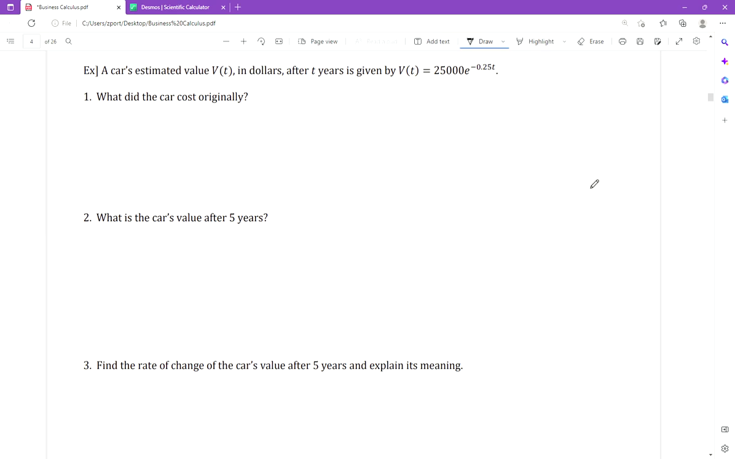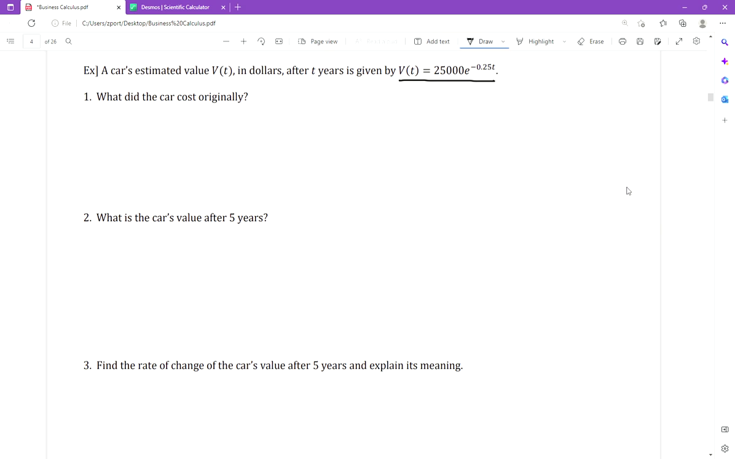Hi everyone, and welcome to our video on an exponential equation problem where they just straight up give us the exponential equation. So we keep seeing different scenarios where we have to usually figure it out, but this time they give it to us. So let's see what they want. It says a car's estimated value V of t in dollars after t years is given by this. What did the car cost originally?